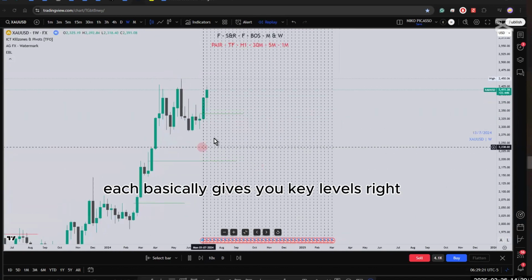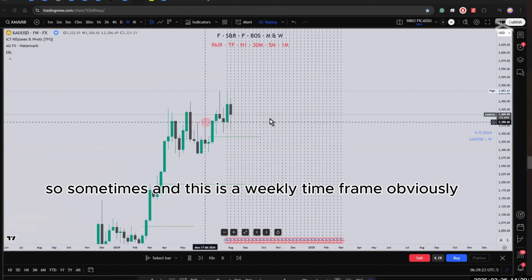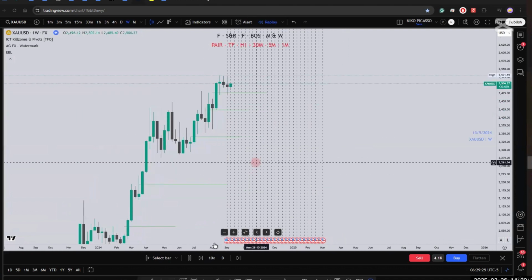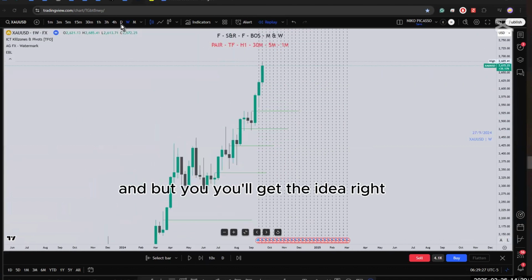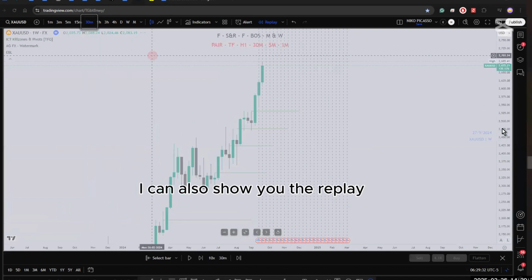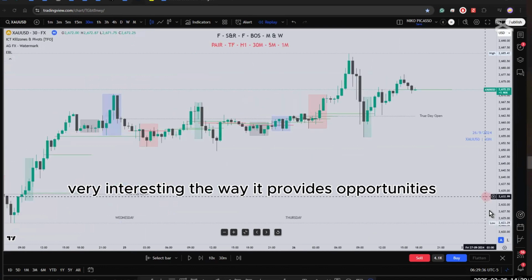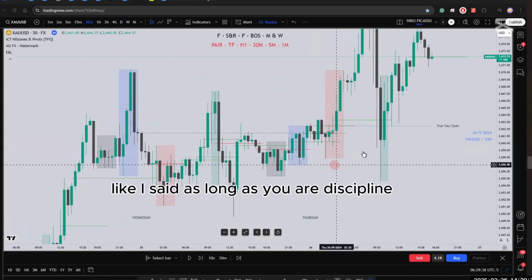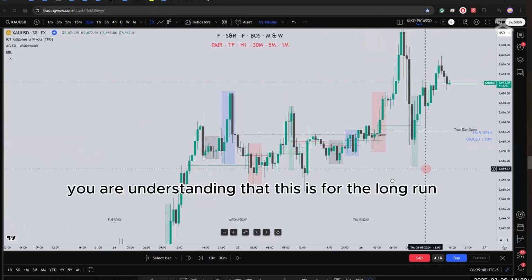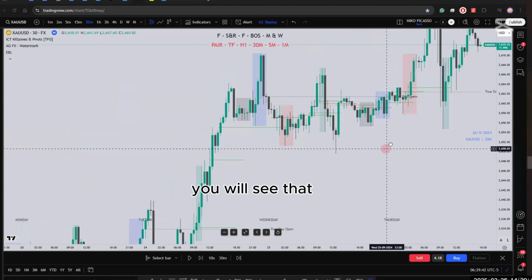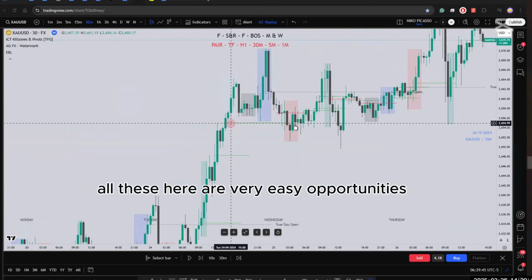It basically gives you key levels. Sometimes, and this is the weekly time frame obviously, but you get the idea. If I go on a different time frame, such as the 30-minute time frame, I can also show you the replay, and you'll see it's very interesting the way it provides opportunities. But like I said, as long as you are disciplined and understand that this is for the long run, you will see that all these here are very easy opportunities.